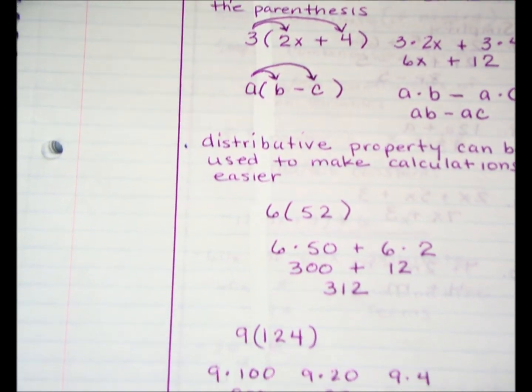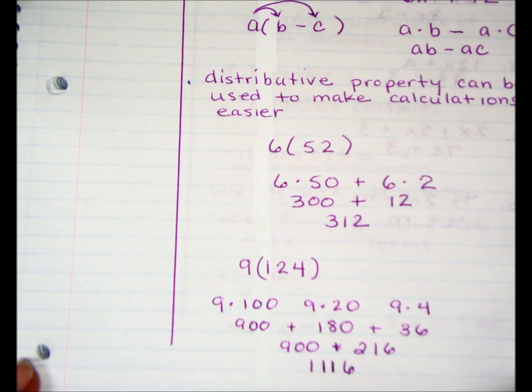You can do it on an even greater problem. 9 times 124. So 9 times 100 would be 900. 9 times 20 would be 180. 9 times 4 would be 36. So it'd be much simpler when you add those together. 900 plus, we did 180 plus 36 to get 216. And then we get 1,116 when we add it all together. That's the distributive property.